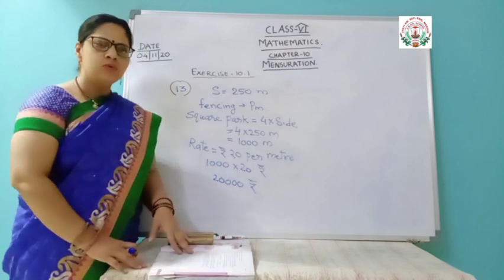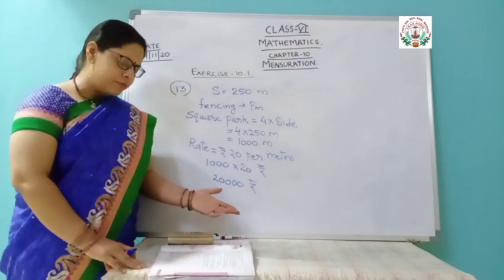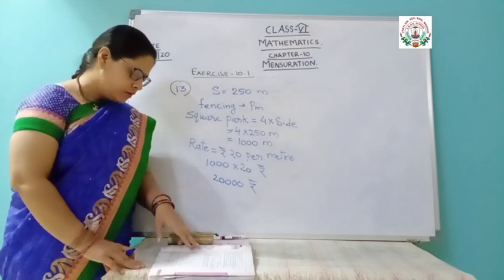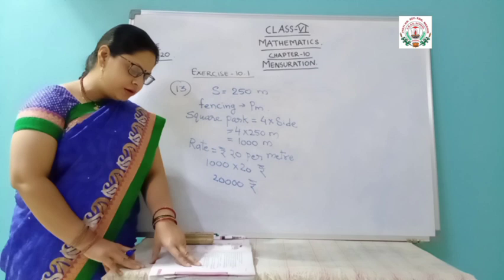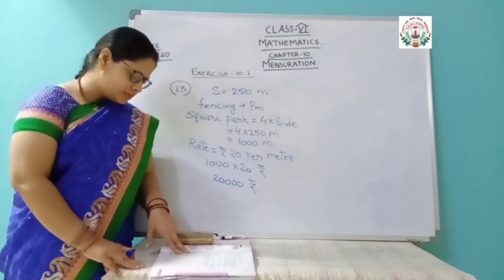It is asked who covers less distance. Whoever's is less, write that name, nothing more. And next is, what is the perimeter of each of the following figures? What do you infer from the answers?